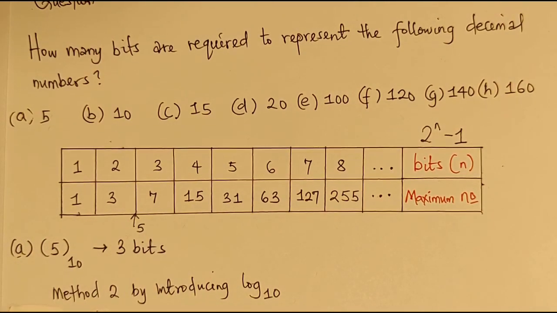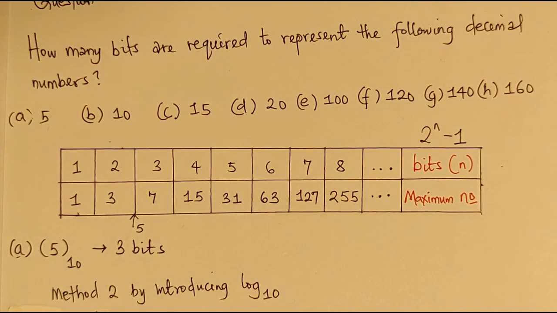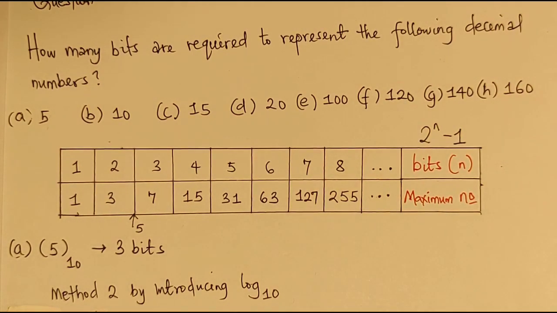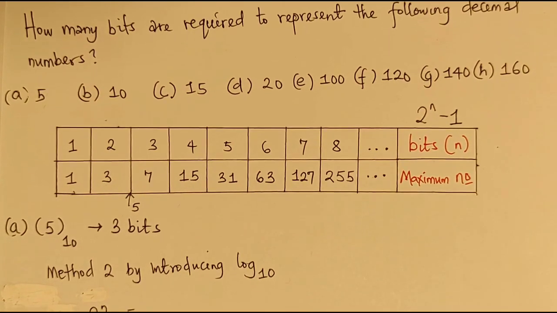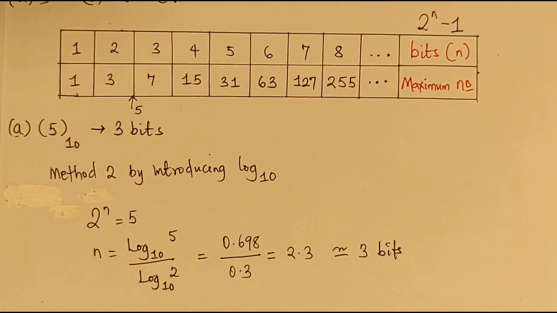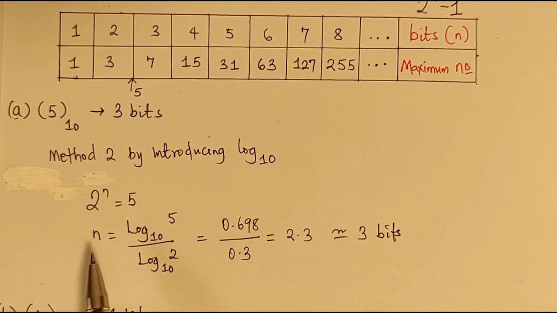Now let's look at the other method, which is method 2. In this method 2, I'm going to introduce what I call the log 10. So we are going to equate that as 2 raised to the power n equals 5. What is n? n is just the number of bits which we are looking for in this problem. Now, we're going to bring our n to be the subject of the formula, which we can see here. And here we have log 10 of 5 and log 10 of 2.